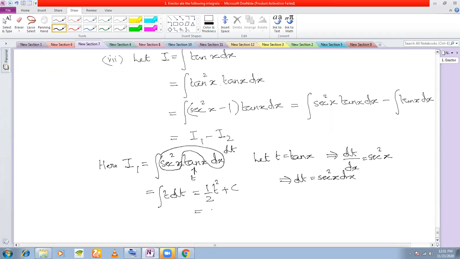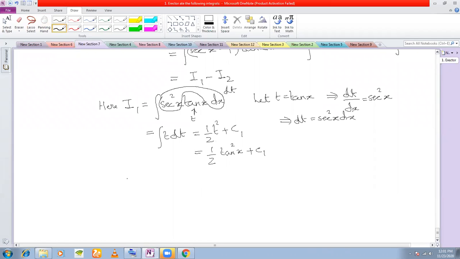And what is the value of t here? We have taken t to be tan x. So this is half of tan square x. Let us call this constant C1, because we have a second integral to integrate also.